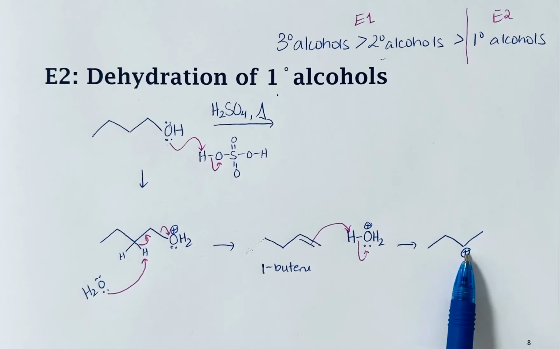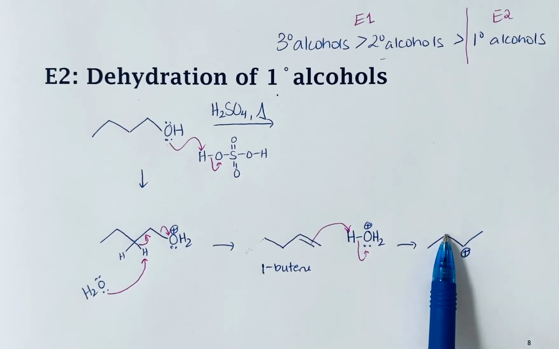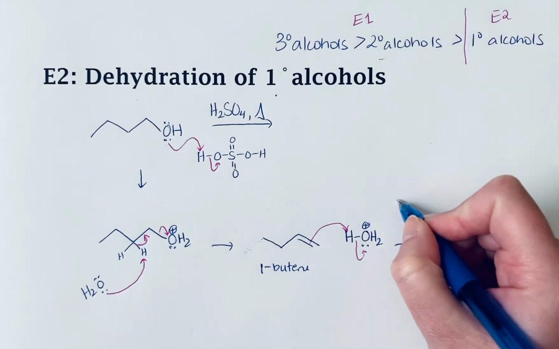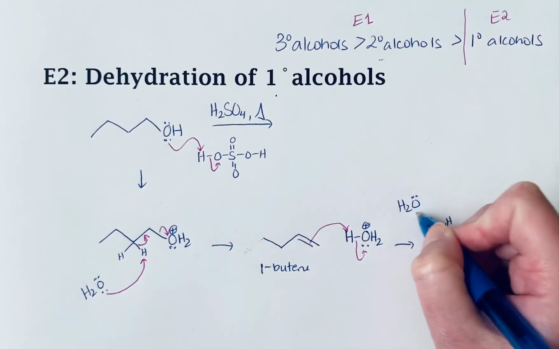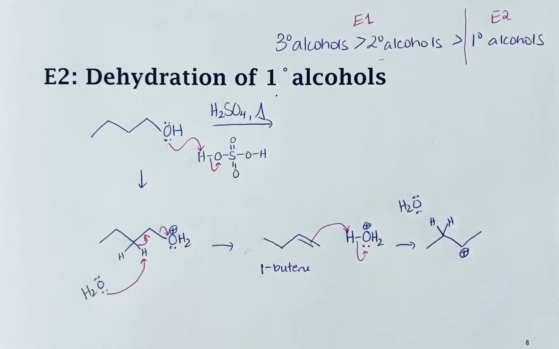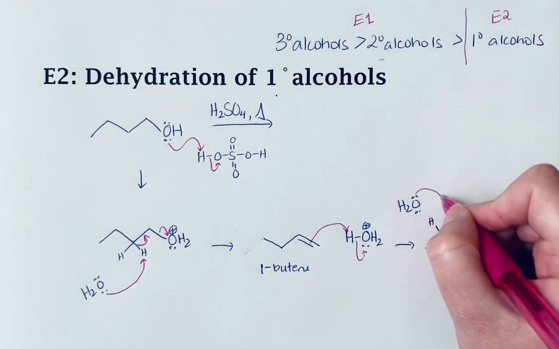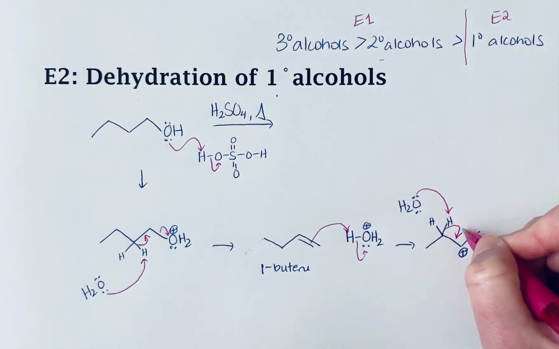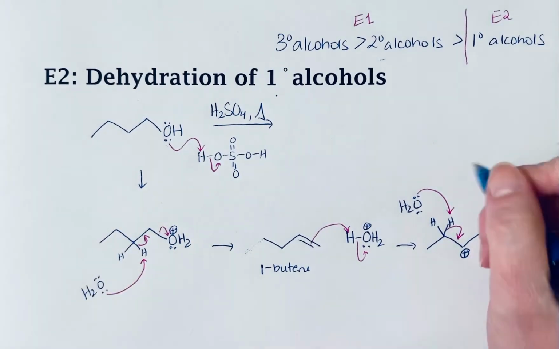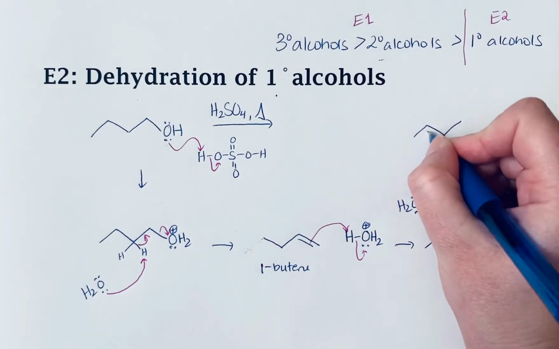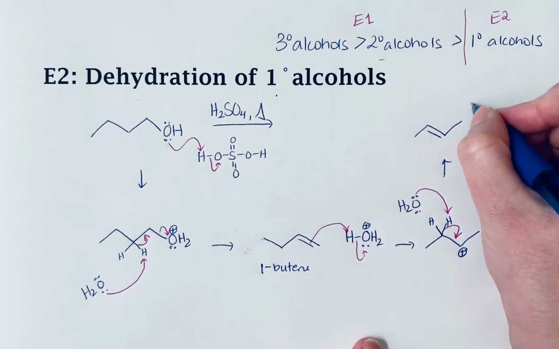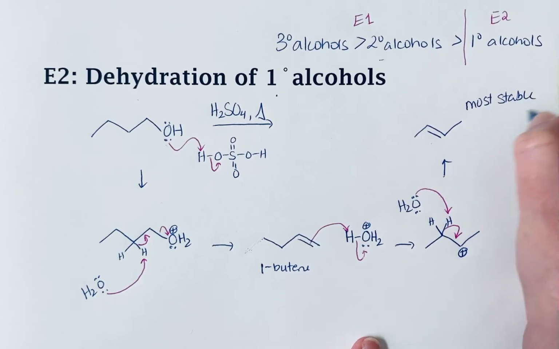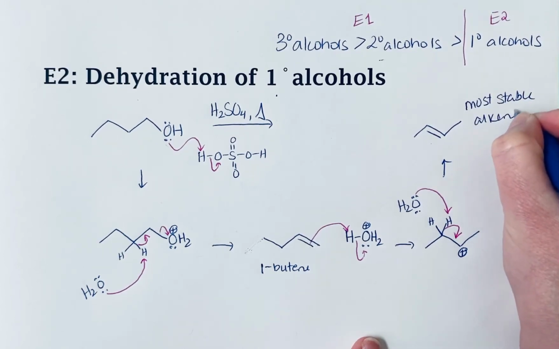And now from here, you can eliminate to give a more stable alkene. So we can take one of these beta hydrogens, and the water will abstract one of those hydrogens, and the electrons come in to form the more stable alkene. So we still tend to see the most stable alkene as the major product of an E2 reaction.